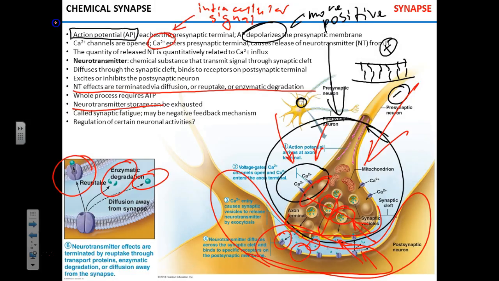I hope so. As you can imagine, the entire process requires a lot of ATP. To give you a perception of how much ATP is required, your brain is about 2% of your body weight. It consumes 15% of the energy that you take in with the food every day. So it's remarkably important.